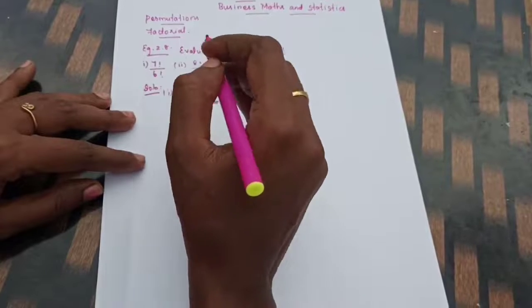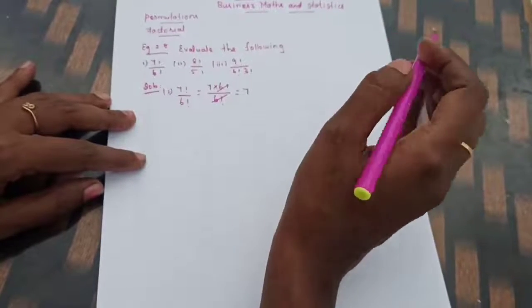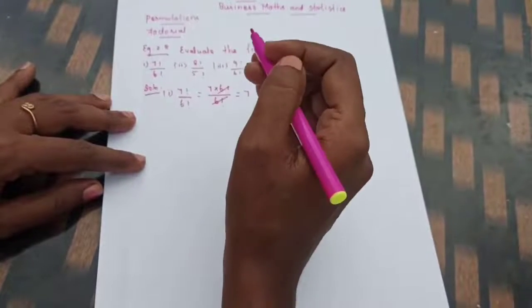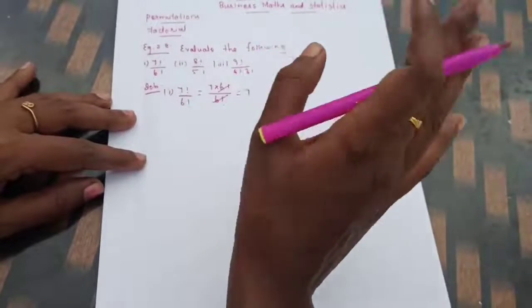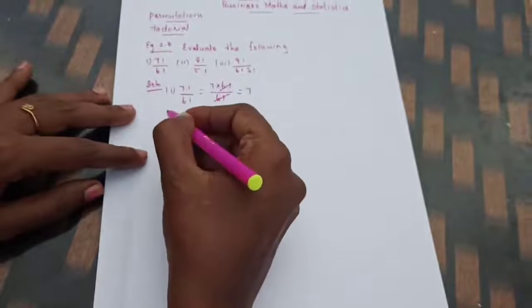Otherwise, no problem. 7 factorial means 7 into 6 into 5 into 4 into 3 into 2 into 1. 6 factorial means 6 into 5 into 4 into 3 into 2 into 1. If you cancel all the values, you will get the remaining 7. Okay, that's all.